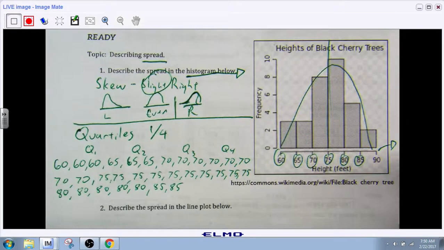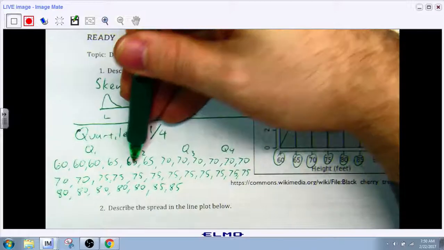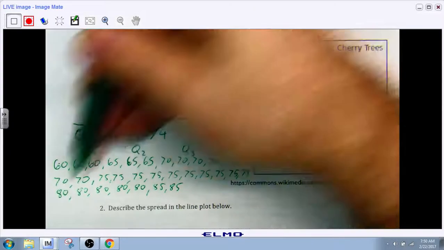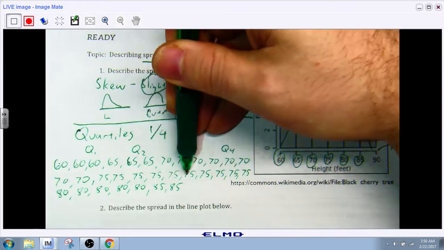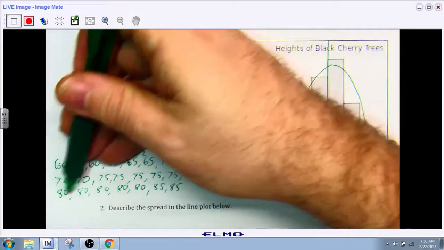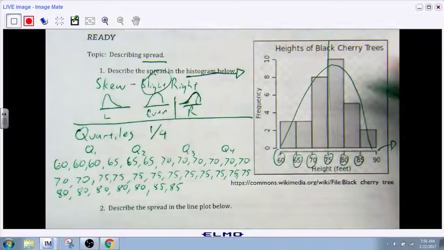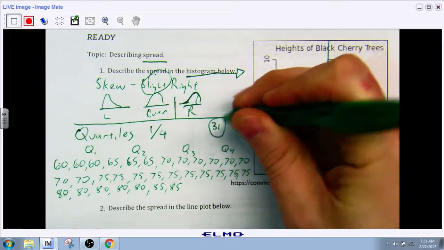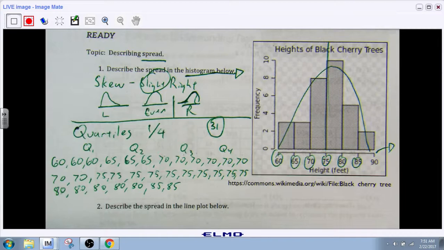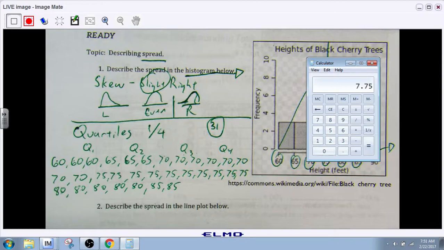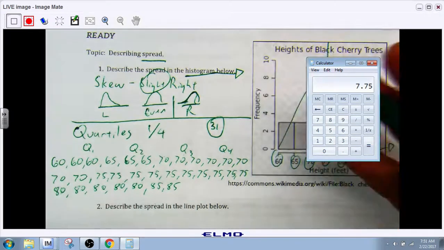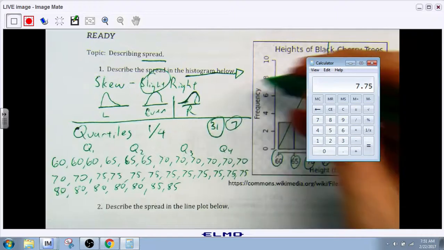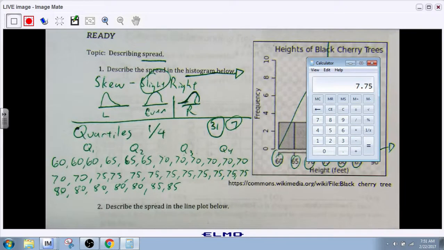To figure out my quartiles, I have to figure out how many of these things I have, and then cut it up in quarters. So I have 1, 2, 3, up to 31. So I have 31 data points. What I want to do is divide 31 into 4. If I do 31 divided by 4, I get 7.75, or we'll just say 7. That means my groups of 7 are going to represent my quartiles here.